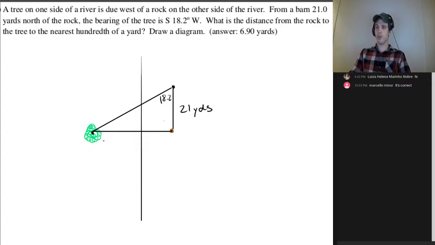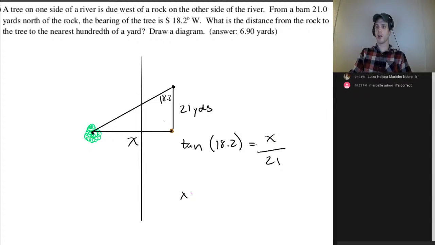So this distance here, let's call it x, is the distance we're looking for. So we'll do the sine of 18.2 equals x. Oh no, that's not sine. We don't want sine, we want the tangent. The tangent of 18.2 equals x over 21.